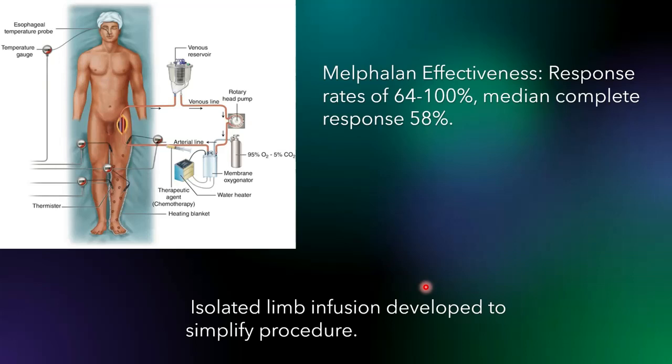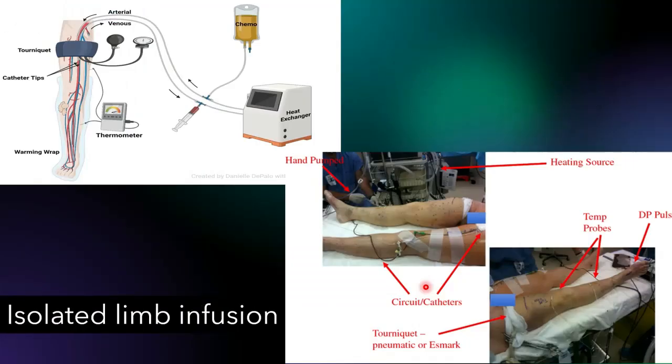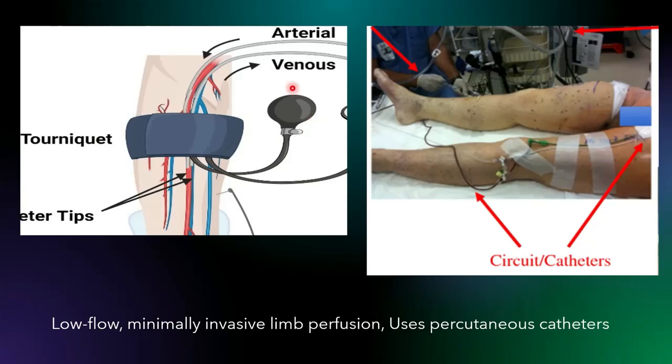So, isolated limb infusion was developed to simplify this procedure. Now, what is isolated limb infusion? In isolated limb infusion, instead of an incision, we put in a catheter. With the help of radiographic guidance or ultrasound guidance, we put an arterial and venous catheter into it. Now, how will we cut off the limb from the rest of the body? We put in a tourniquet. So, it is a low flow, minimally invasive limb perfusion that uses percutaneous catheters, not any bypass.